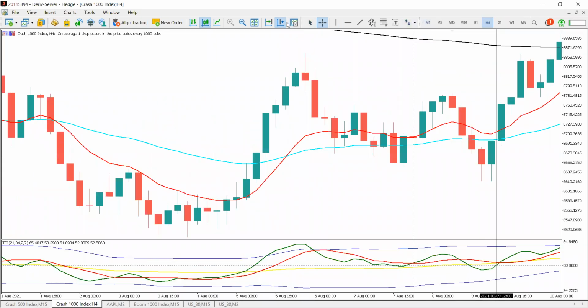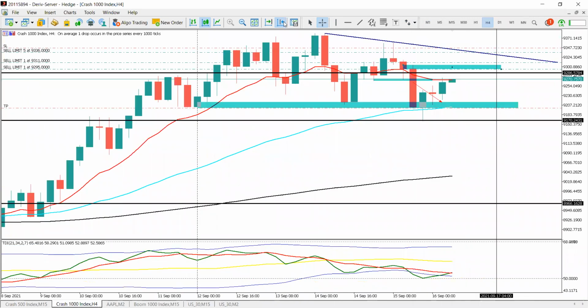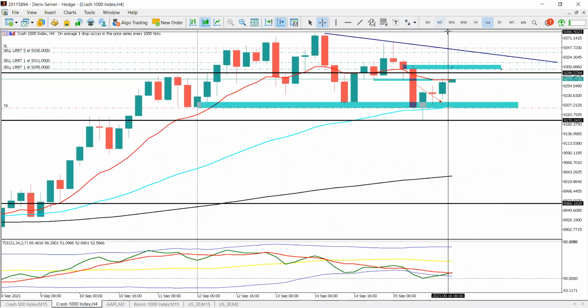Then the H4 view. That's where my trend line is coming from. It's coming from the H4. Let me just move this. Okay, we had the first touch here and the second touch here. So now there's a possibility we're expecting a third touch here.